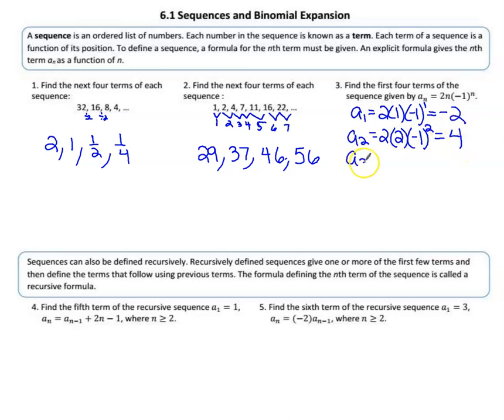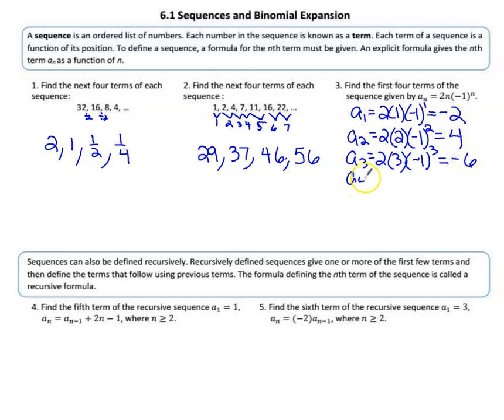And then the third term in this pattern, we have 2 times whatever n is, which n is 3 this time, and then negative 1 to the third power. Negative 1 to the third is negative 1 times negative 1 times negative 1, which will be negative. And 2 times 3 is 6, so it's negative 6. So if you look at this pattern, it's 2, 4, 6. We're multiplying by 2 each time, and it's just changing signs.